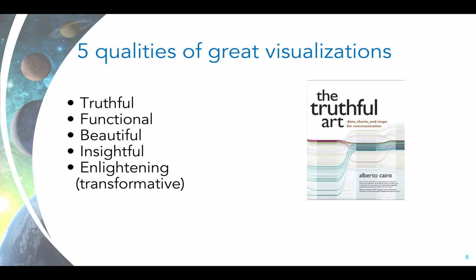In his book, The Truthful Art, Alberto Cairo mentions five qualities of great visualizations. They are truthful, functional, beautiful, insightful, and enlightening. It's very important to consider truthful, especially when you're cleaning your data. Which variables to keep and which variables to delete? Is it going to change your story?